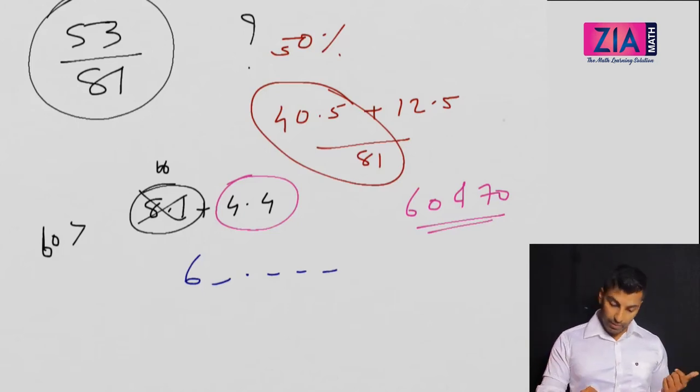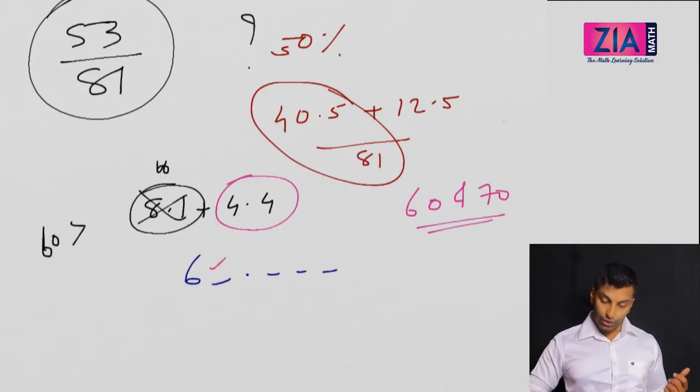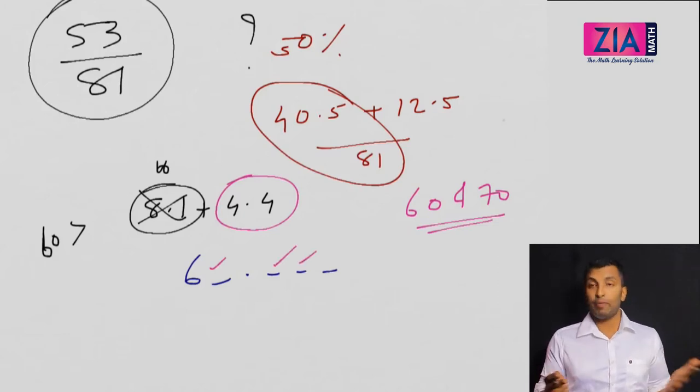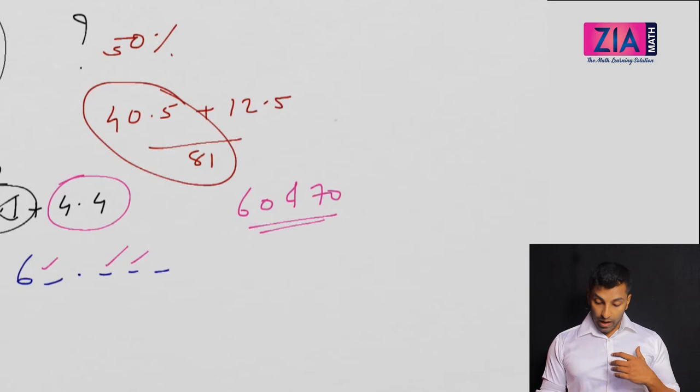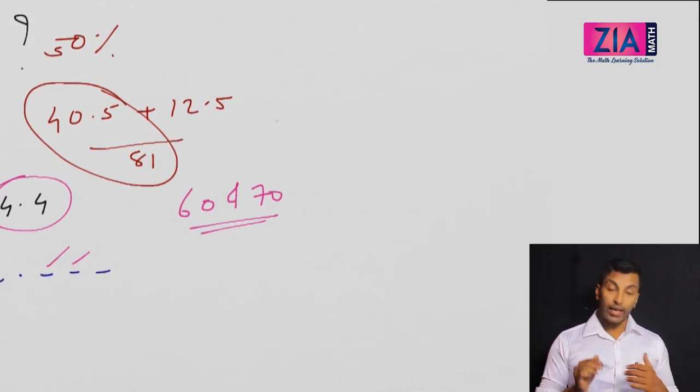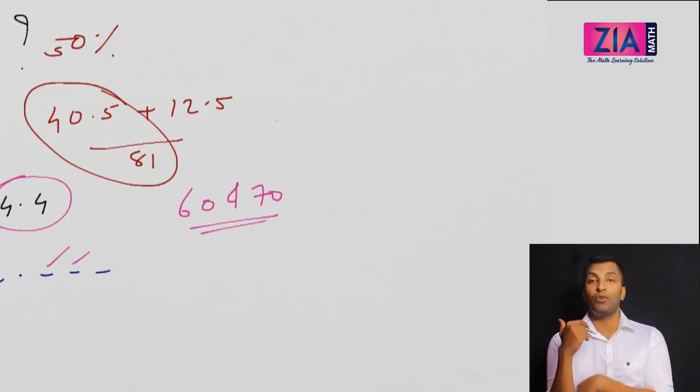Now it depends on the question. You may need to find this only, or you may need to find this, or this, depending on the question and also on the options. So let's see how you're going to proceed now. What we need to do is see what percentage of 81 is 4.4.